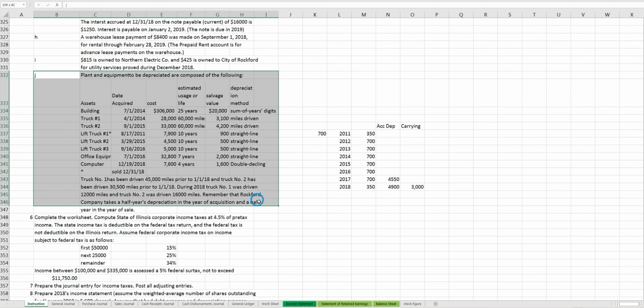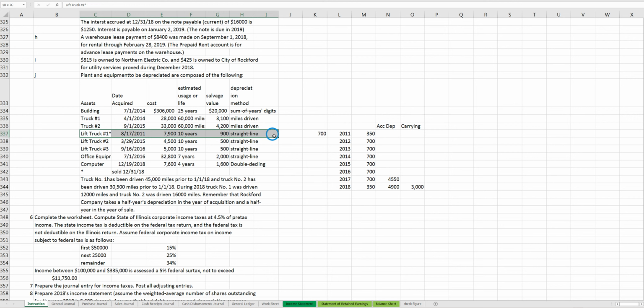And part J, we have depreciation. Okay, depreciation. We have talked about depreciation for lift truck 1, right? We solved the depreciation and we reported the $350 journal entry. So lift truck 1 is done. But we're going to do buildings, truck 1, truck 2, lift truck 2, 3, and office equipment computers. Okay, calculation, right? For buildings, we're going to use the sum of the year digits, right?